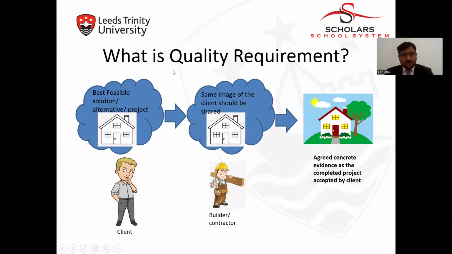What is quality requirement? Best feasible solution, alternate projects, same image of the client should be shared. So these are the things that the business needs to look at: how the client is viewing things, how the builder or contractor is delivering, and how things are going in terms of quality.